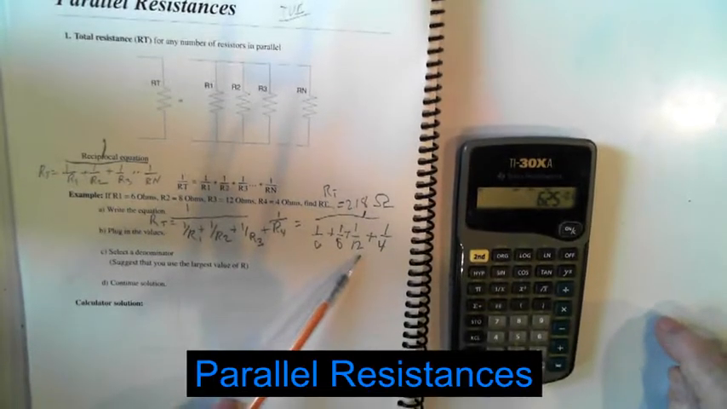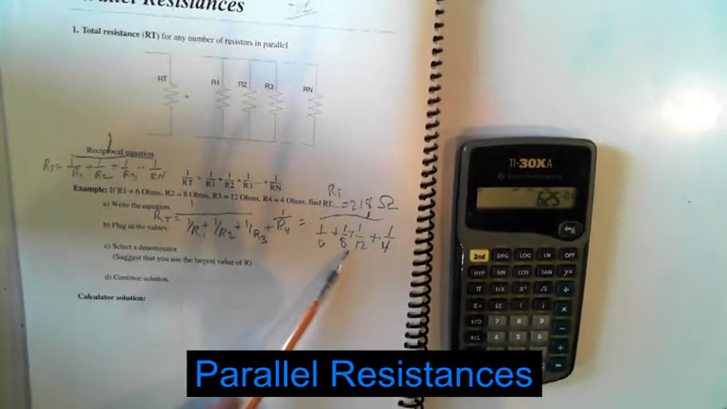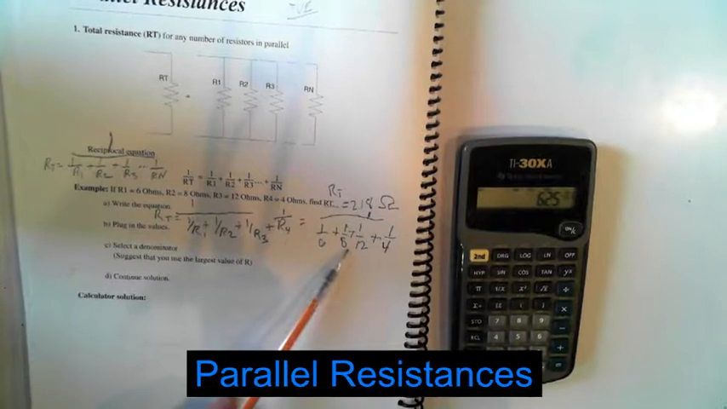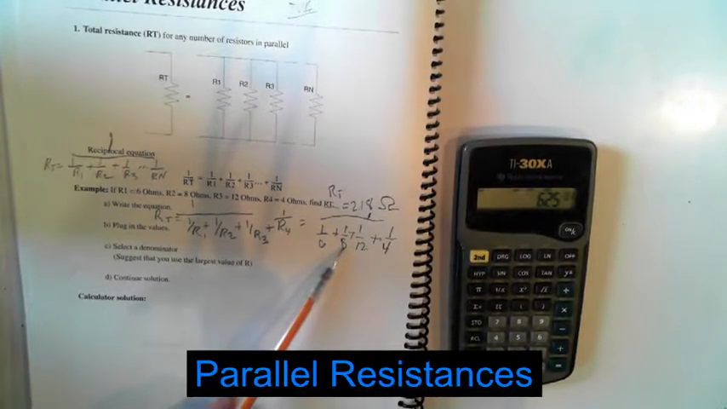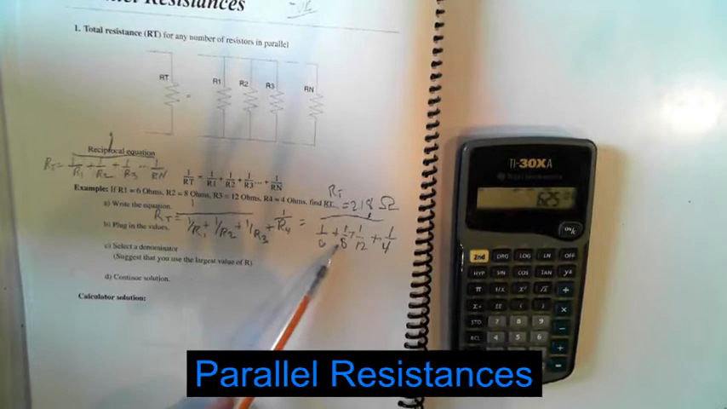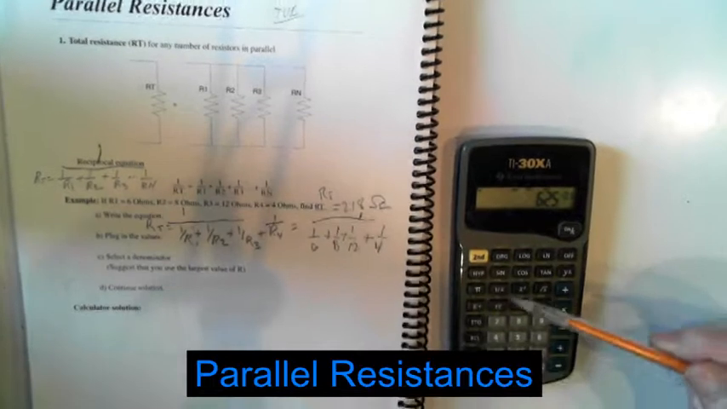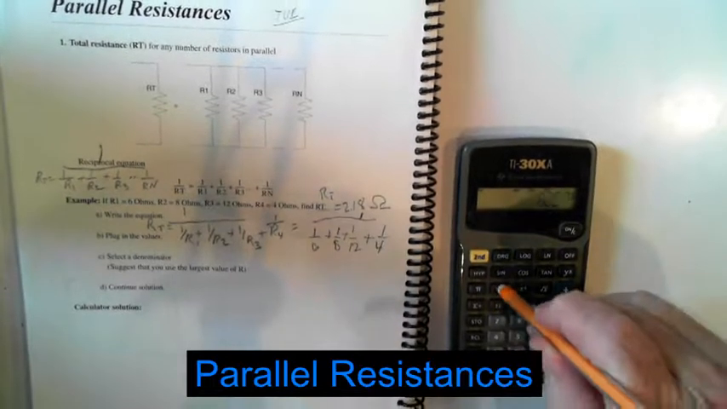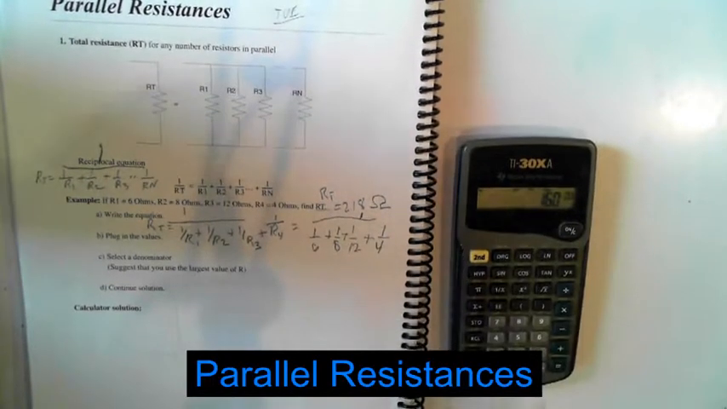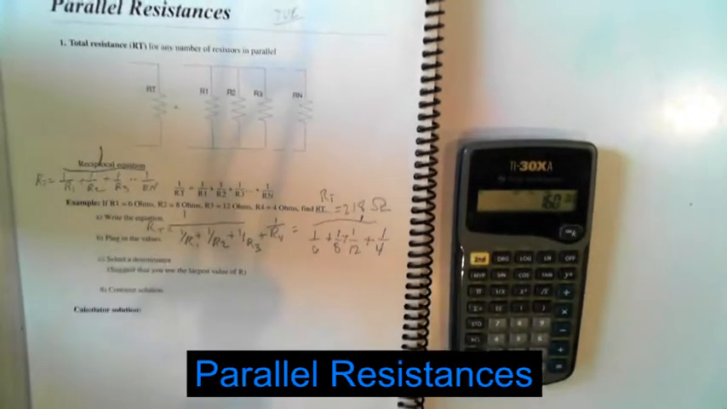Now notice that now we have the combination of what's underneath on the denominator. Now the numerator, which is a 1, we're going to punch in and take the reciprocal of that. So up here I'm going to do the 1/x again. And notice what I come out with. I come out with 1.6 ohms.